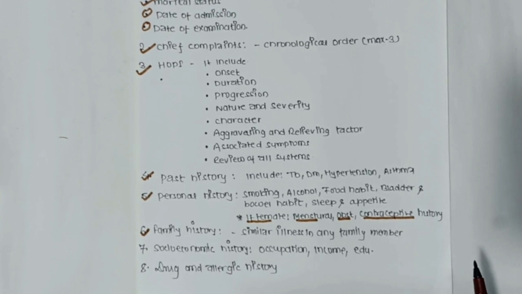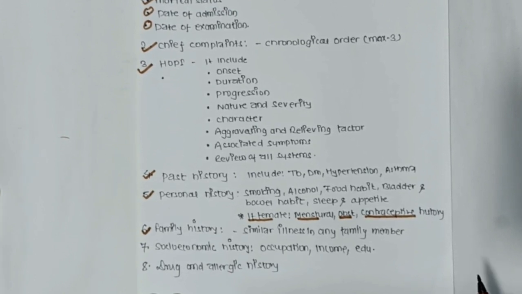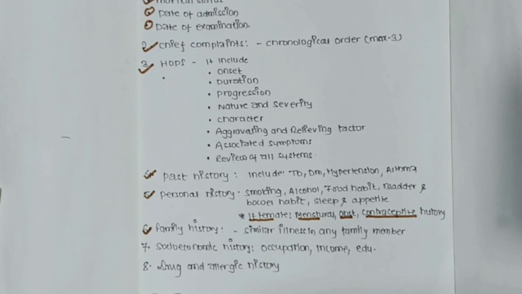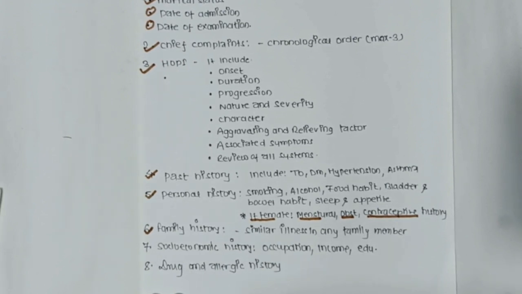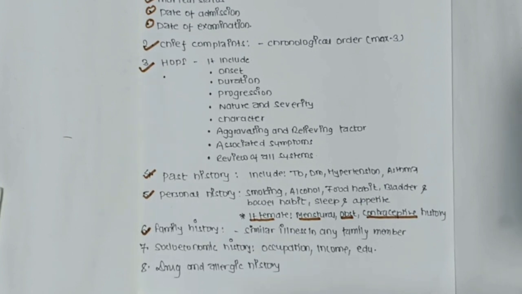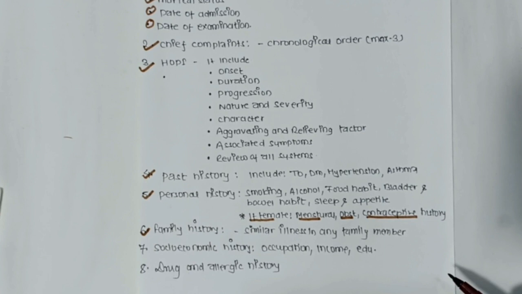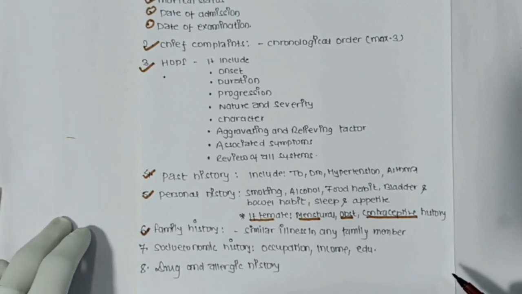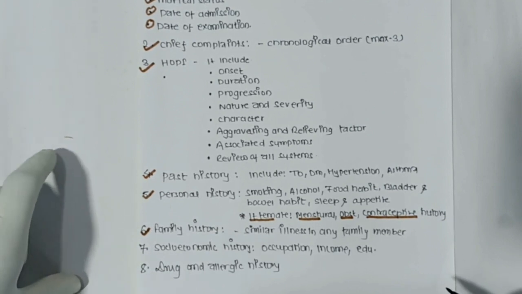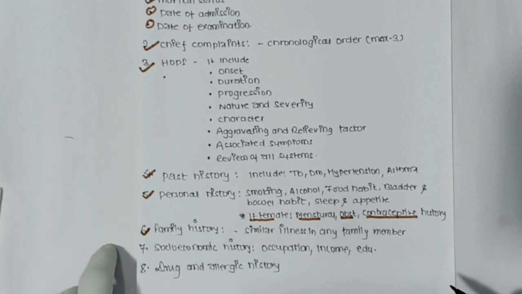Now drugs and allergic history. In drugs history, we have to ask whether he is taking some drugs or not, like drugs for diabetes or hypertension, and about allergic history. If he or she is taking drugs, we ask whether he or she has an allergy to that drug or not, because before starting treatment, we have to know whether the patient is suffering from an allergy, which type of allergy he has, and which drugs he reacts to. So we have to know about the allergic history also.